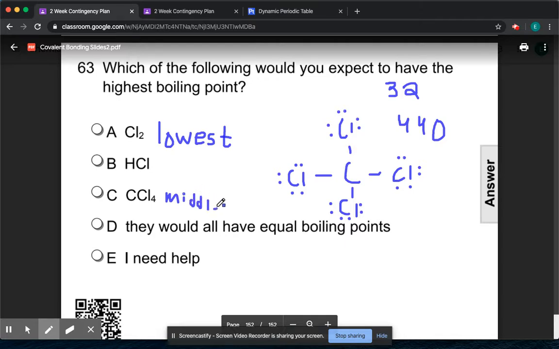And HCl would be the highest because it is the only polar one. Now this is just what we expect, okay? Sometimes it isn't always the case. Based off the polarity that we just learned, we would expect HCl to have the highest boiling point, but sometimes there are other factors to take into consideration.